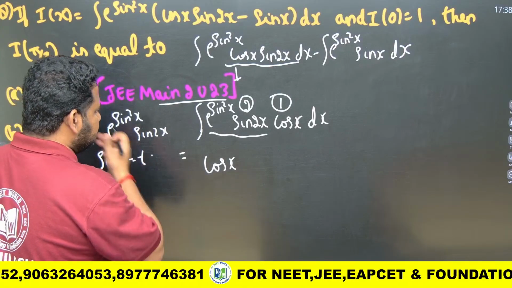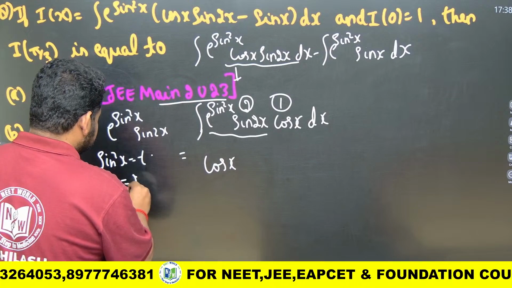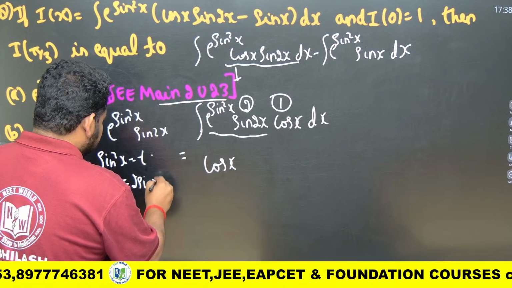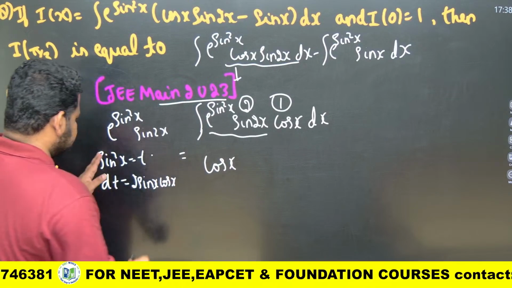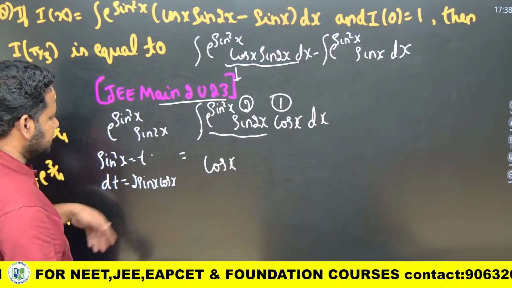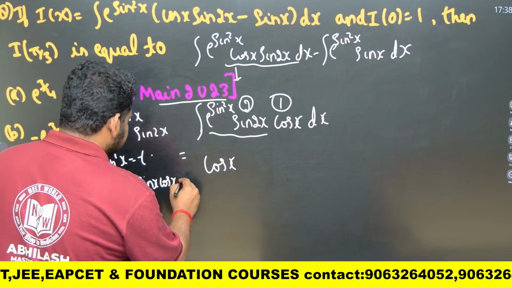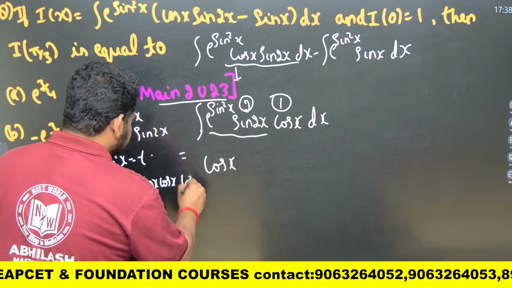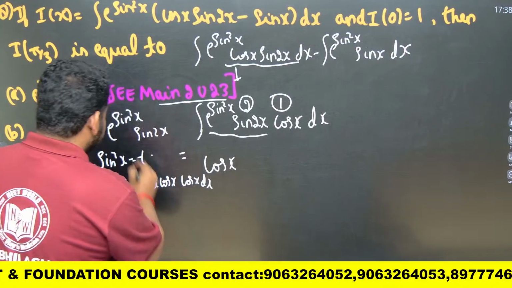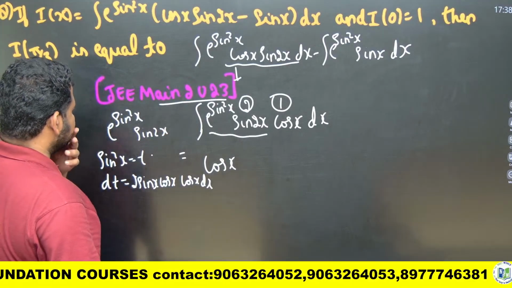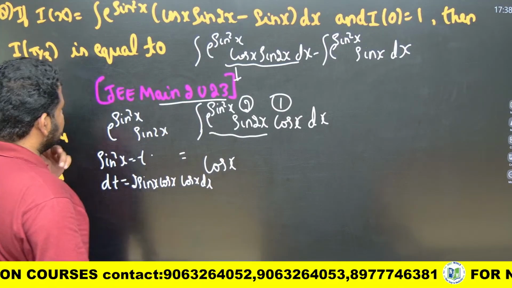dt is nothing but equal to 2 sin x cos x. So dt is equal to 2 sin x cos x into the derivative of sin x, which is cos x dx. So this entire thing I can take as dt.